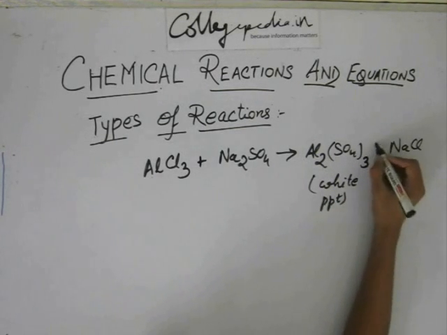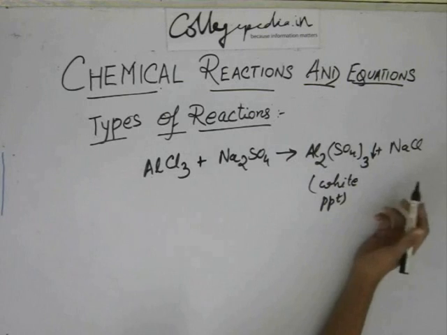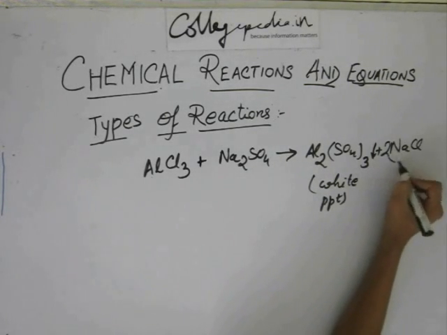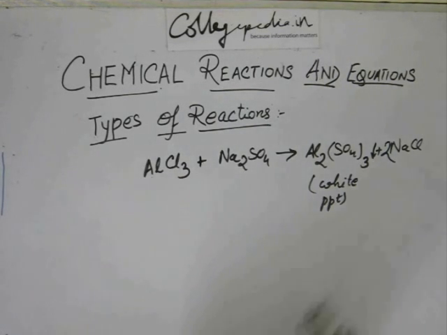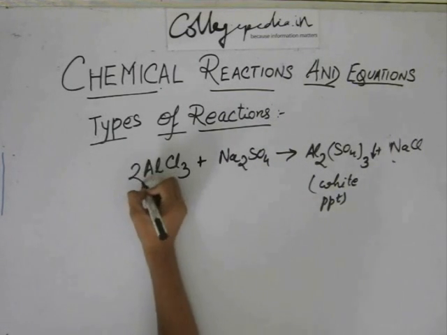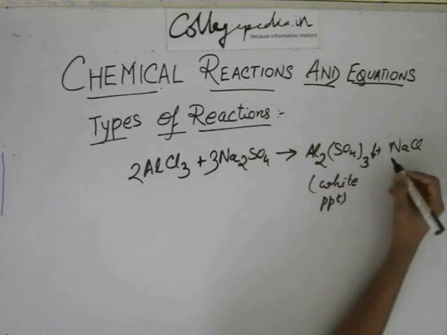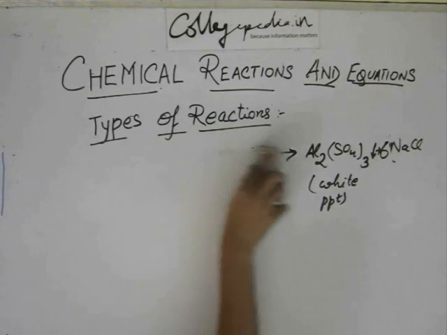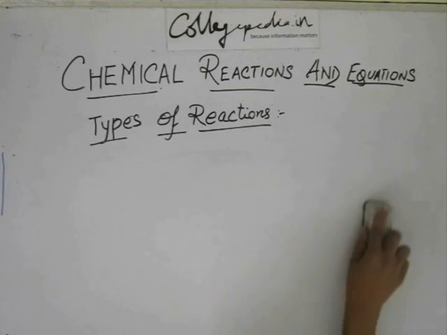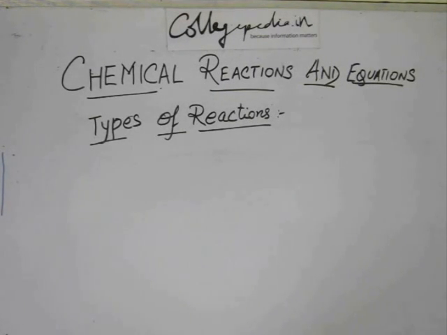You denote PPT by this downward arrow, which means it settles down. This will be 2, this will be 3, and this will be 6. If you see, the balancing will be like this. Practice balancing in this, because balancing do come and sometimes they give you tricky balancing, so you need some practice in balancing the equations.